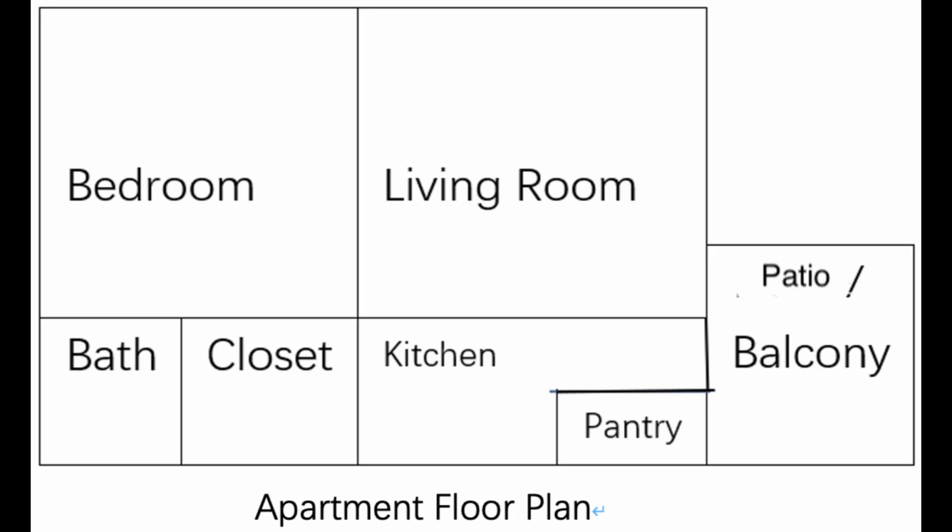The following graph gives information about an apartment floor plan. Usages of different areas are displayed on the plan. In the upper area, there are the bedroom and the living room. In the lower left corner, it is a bathroom with a closet next to it.